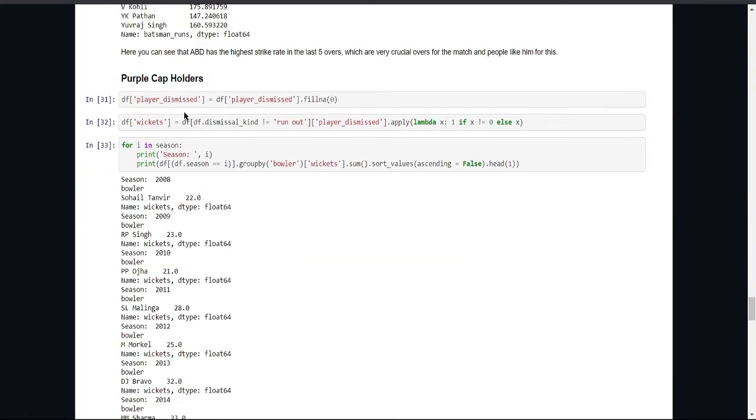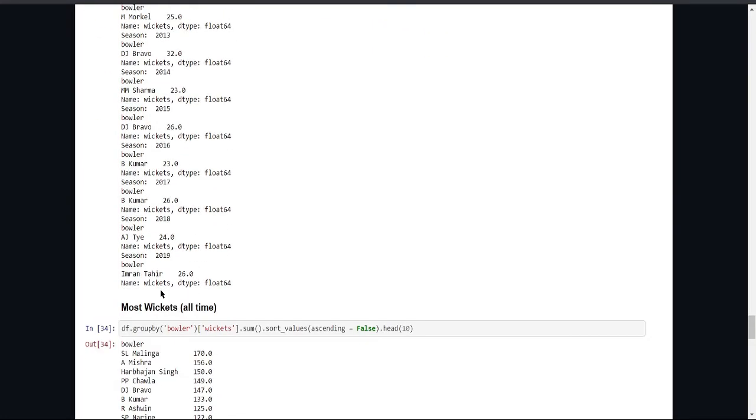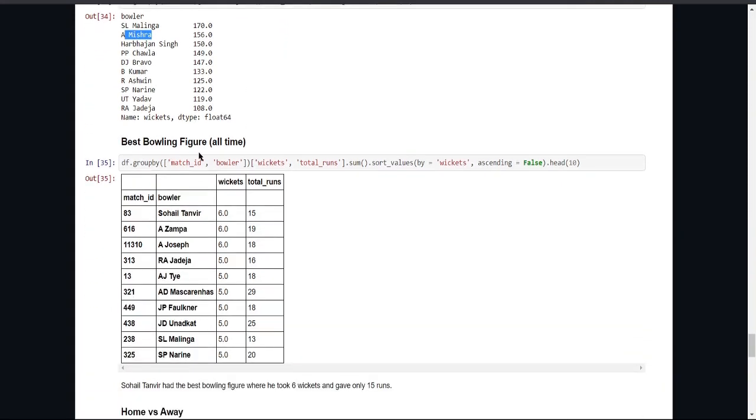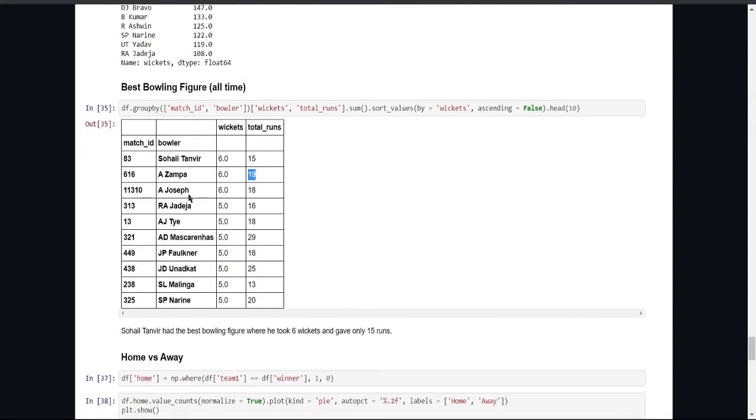Next, seeing the purple cap holders for all the seasons, we see that Sohail Tanvir had won the purple cap for the initial season, first season, followed by RP Singh, PP Ojha, Malinga, Morkel, and so on. Most wickets taken is by Malinga, which is 170, followed by Amit Mishra, Harbhajan Singh. Best bowling figure of all time. Here you can see that Sohail Tanvir had got a haul of 6 wickets and gave only a total of 15 runs, followed by Zampa, who has done the same but by giving 19 runs, and Anthony Joseph.